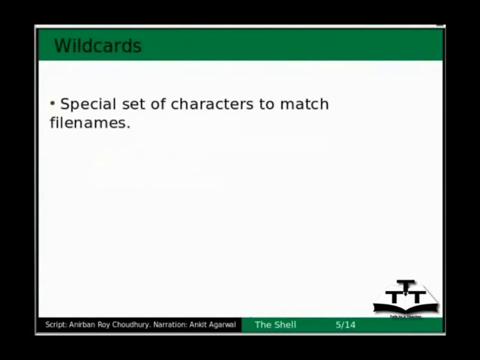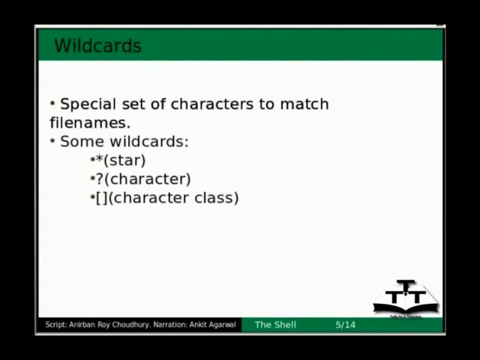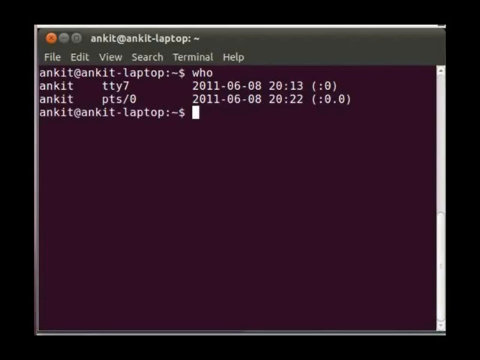The shell uses a special set of characters to match file names. These are called wildcards. Some of the wildcards that we will look into are the star wildcard, the character wildcard, and the character class. First we see the star wildcard. Say we have to list all the files in the present directory that start with the letters TUT. One way is to type ls space -a space and the names of all the files starting with the letters TUT.